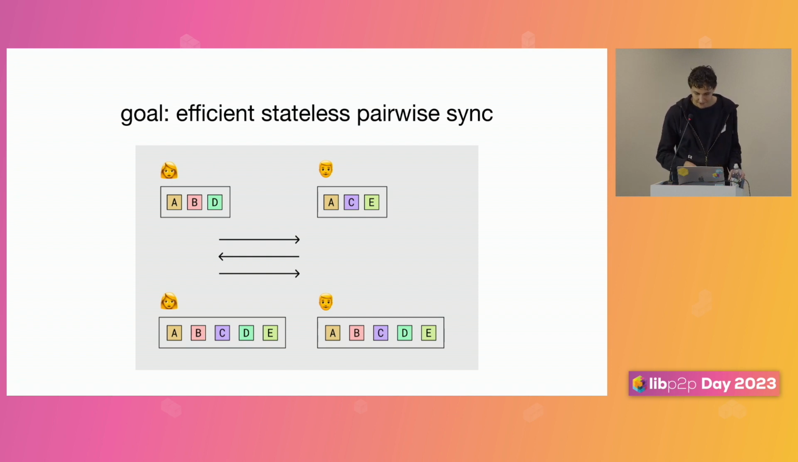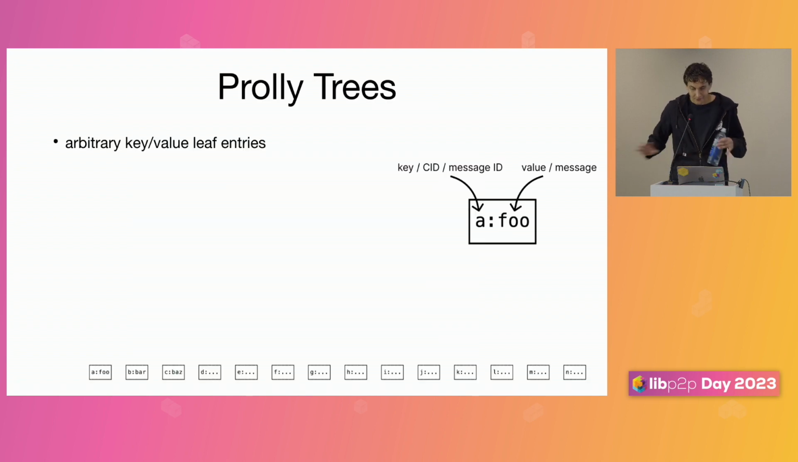identifying the missing messages. So a completely different approach to this problem uses this exciting new data structure called a Prolly tree. A Prolly tree is a special kind of database index.